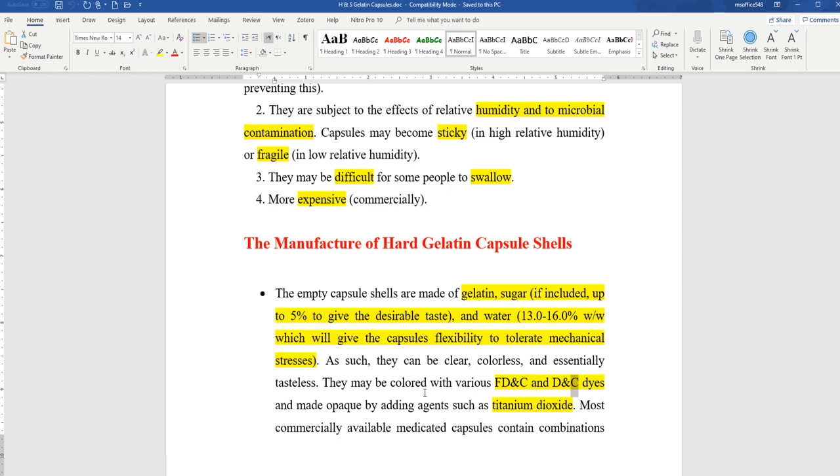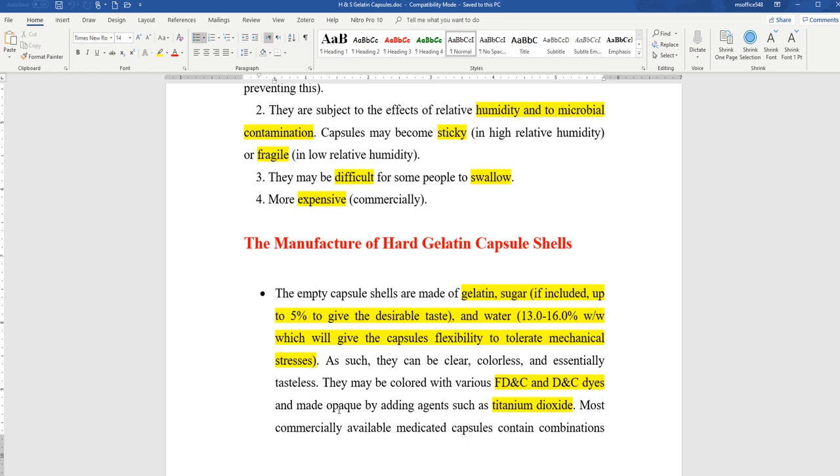Another agent which is important also to talk about here is titanium dioxide. Now this agent is also used in the capsule shell composition as optional, to make the shell opaque. Opaque means not transparent, or it does not allow the light to pass through the shells.